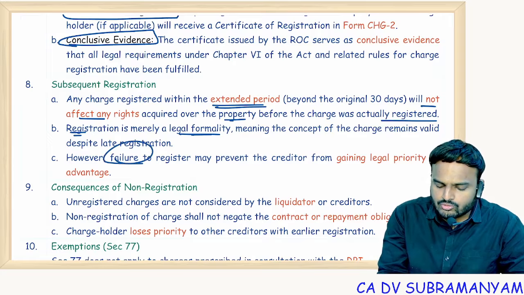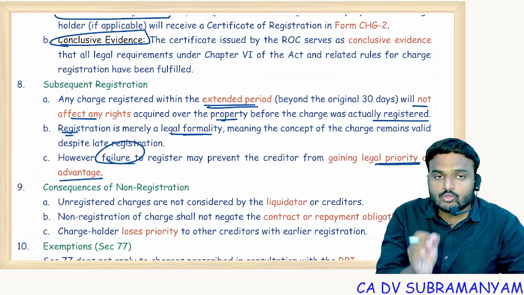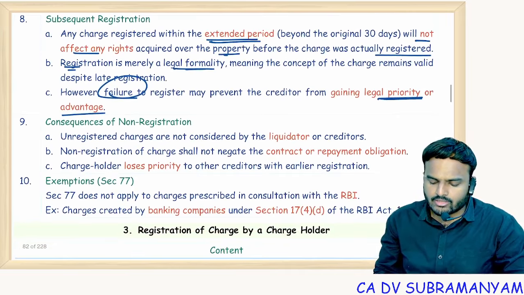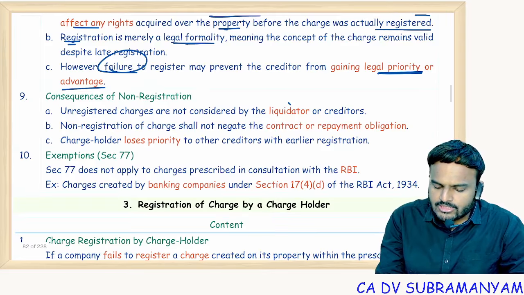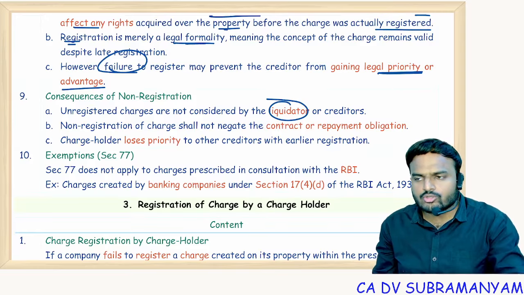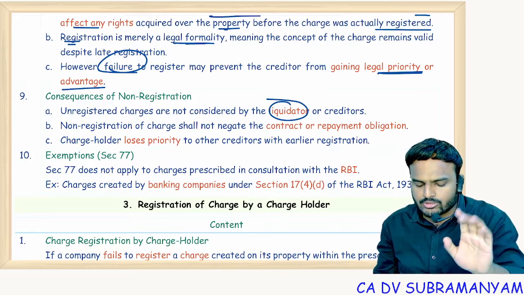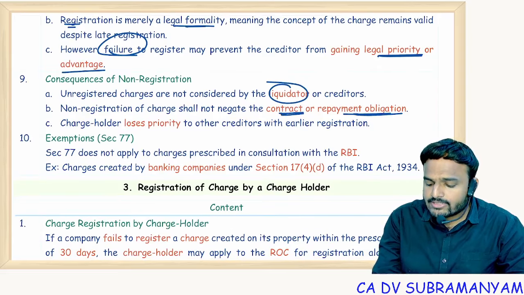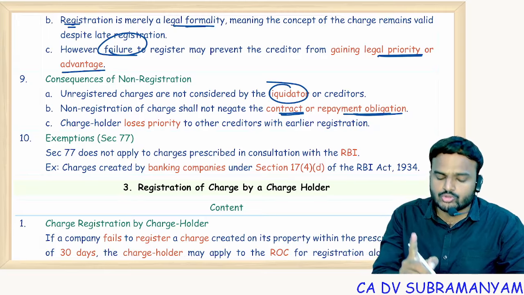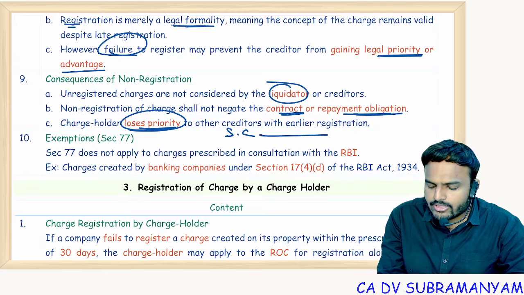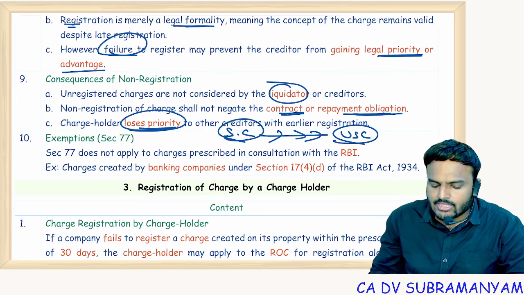But if you fail to register the charges, you will lose your secured position. You will be treated as an unsecured creditor. So unfortunately, if the company goes into liquidation, the liquidator will not consider you a secured creditor, but an unsecured creditor. Still, non-registration of the charge will not affect the liability of the company. The company is still liable to you, but the charge holder loses the priority. So for a secured creditor, non-registration of the charges means he will be treated as an unsecured creditor.